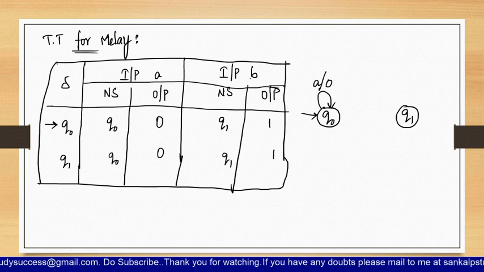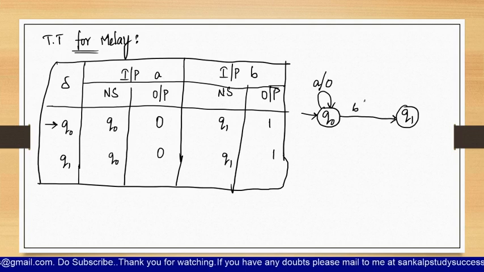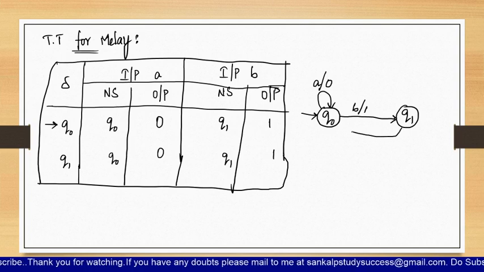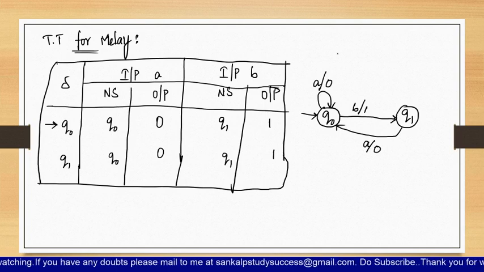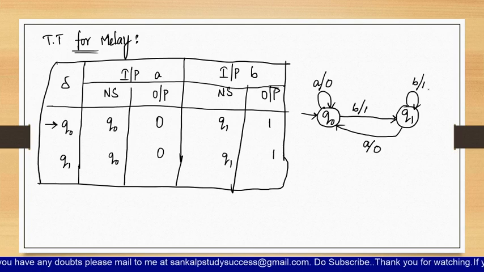Then from Q0, if you apply B, it goes to Q1. That means by applying B, it goes to Q1, but the output is 1 here. Then from Q1, if you apply input symbol A, it goes to Q0 again. That means it comes back by applying input symbol A, but the output is 0 here, right? Now applying input symbol B to Q1, it goes to the same state Q1, and the output is 1. In this way, we are going to draw the Mealy machine for the given equivalent Moore machine.